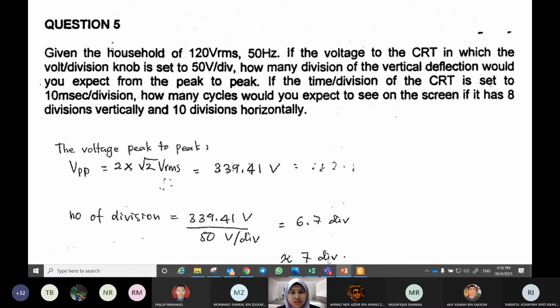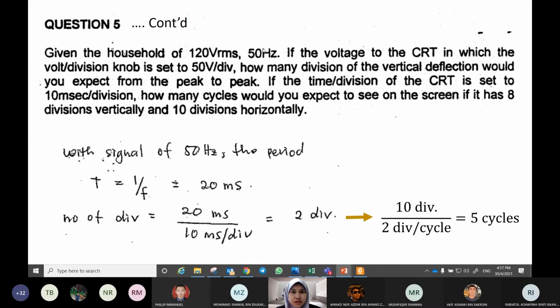Okay, so from peak to peak there are about 7 divisions, covering the overall sine wave of the signal. Okay, the next question. Any other questions? If the time per division of the CRT is set to 10 millisecond per division, how many cycles do we expect, if there are 8 divisions vertically and 10 divisions horizontally?